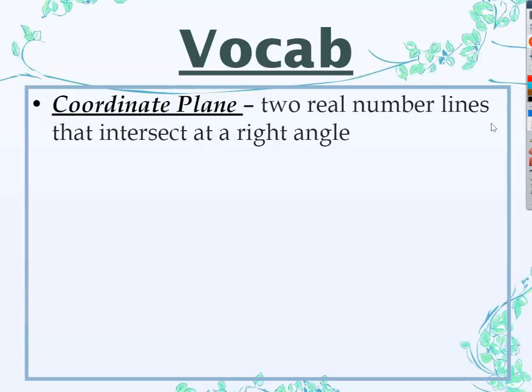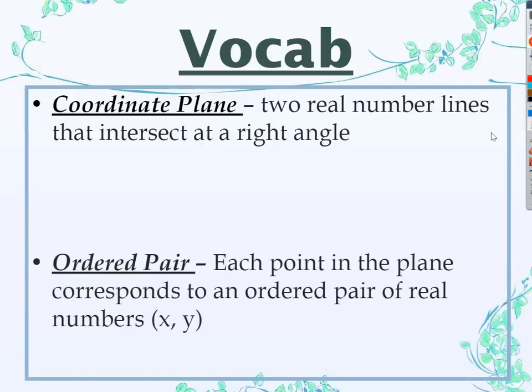We have the coordinate plane. That's just two real number lines that intersect at a right angle. And then we have ordered pair. So each point in the plane, that corresponds to an ordered pair. And we always write that as parentheses, x, comma, y, and parentheses.